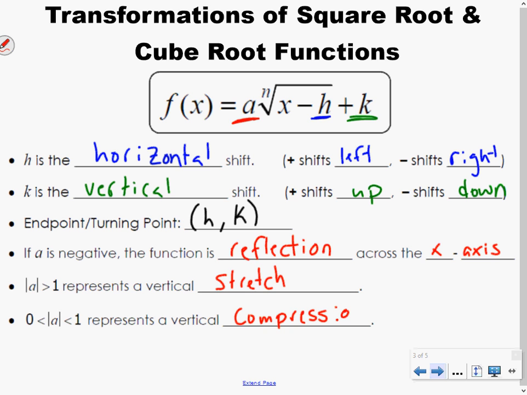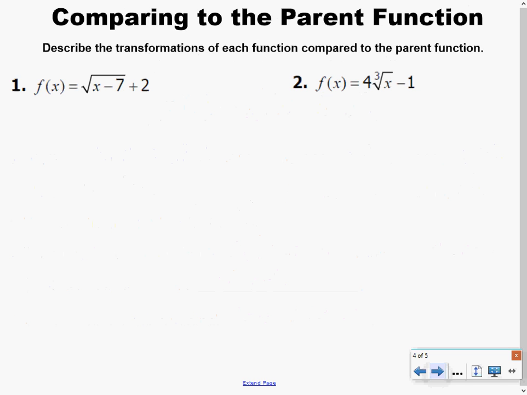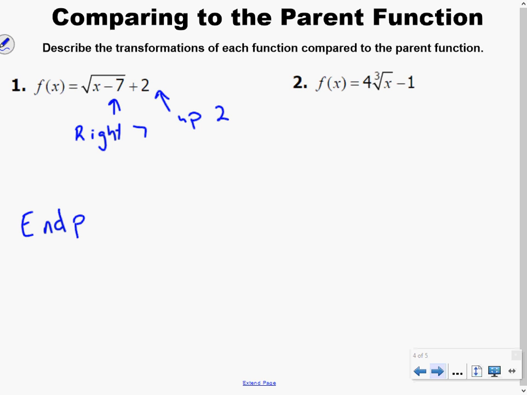So we've seen all of these transformations throughout the year. We can extend it to the square roots. So let's look at some transformations here. We're going to describe the transformations compared to the parent function, and then I also want to state where the endpoint would be. So here, the -7 means that we are going right 7. The +2 means we're going up 2. So the endpoint would be located at 7, 2.